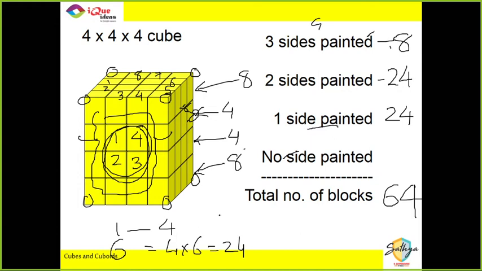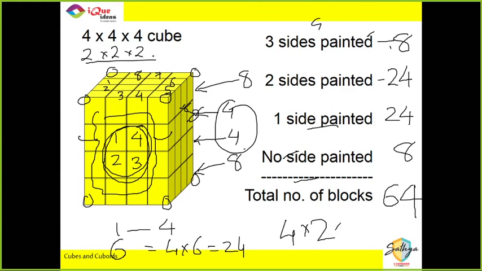Right? Okay. 2 sides painted. 4 middle pieces and 2 middle layers. So 4 2s are 8. Either do it with this method, or 4 minus 2 is 2, 4 minus 2 is 2, 4 minus 2 is 2, 2 2s are 4, 4 2s are 8. With both methods you will get the answer 8. And once you get that, 8 plus 24 is 32, 32 plus 24 is 56, 56 plus 8 is 64. My answer is correct.